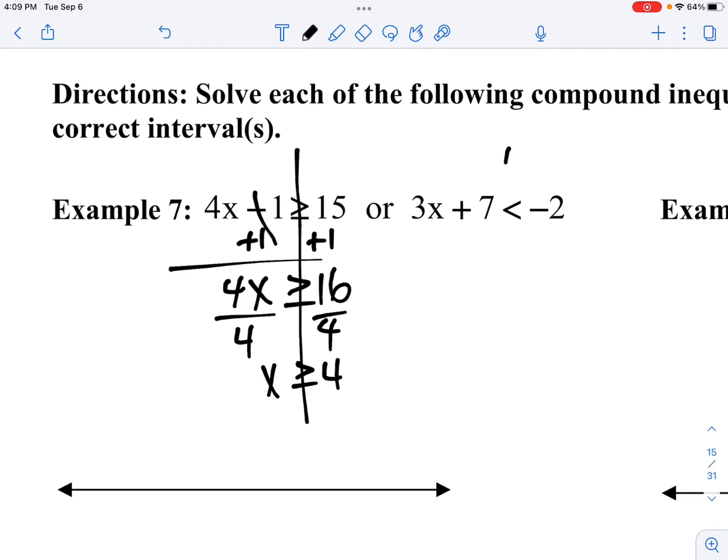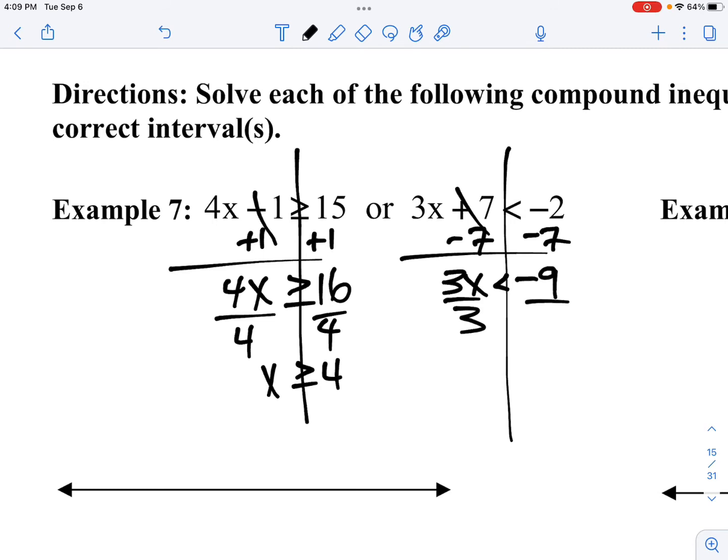Now I have another one. A lot of these have like 2 equations, or in this case inequalities, together that we're going to be working on at the same time. Just keep this sign the same. And -2 minus 7 is -9. Divide 3, x less than -3.